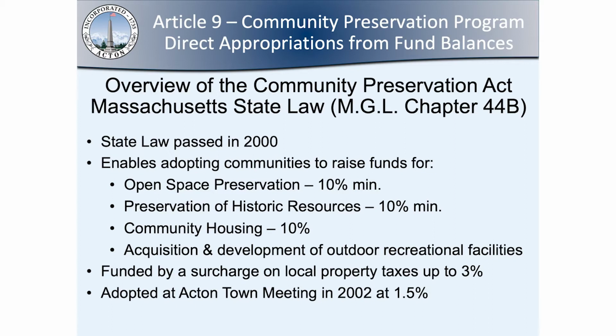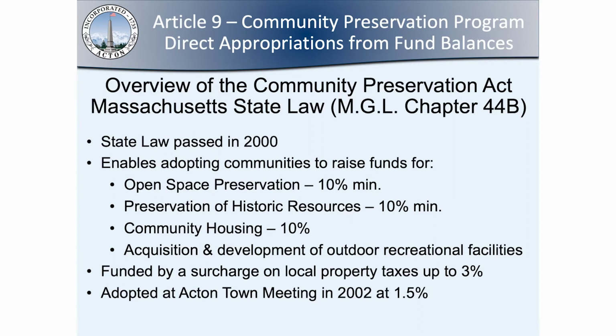As we like to do each year, I'd like to present some background on what the Community Preservation Act is, which is under Massachusetts General Law, Chapter 44B. It's a law that was passed in 2000. It enables communities to raise and earmark funds for open space preservation. There's a statutory requirement of a minimum of 10%. Preservation of historic resources, also a statutory requirement of allocating 10% minimum. And community housing, also a 10% minimum.